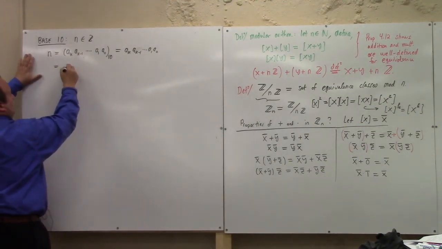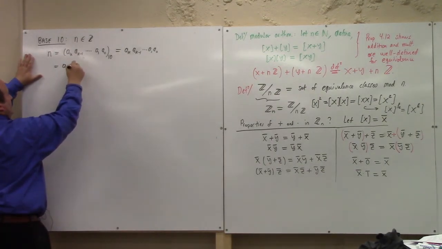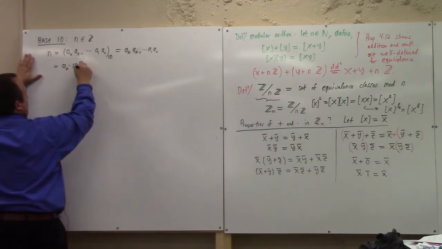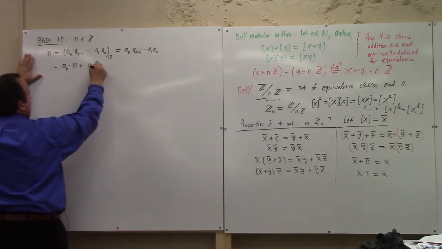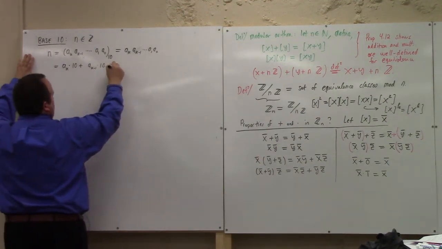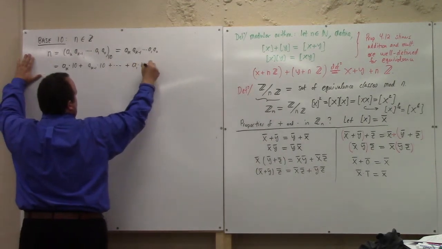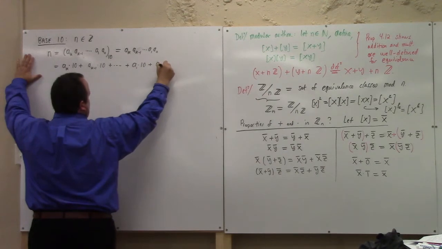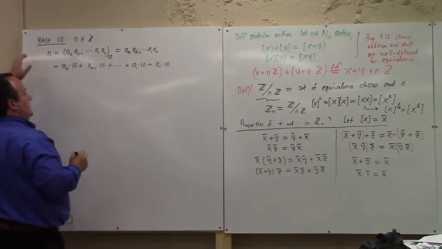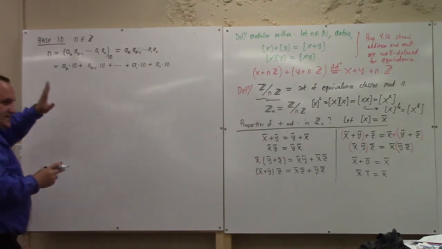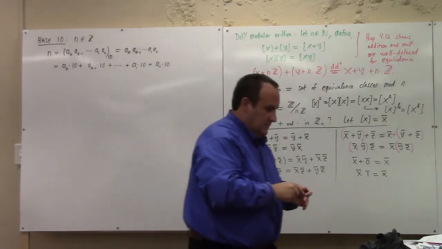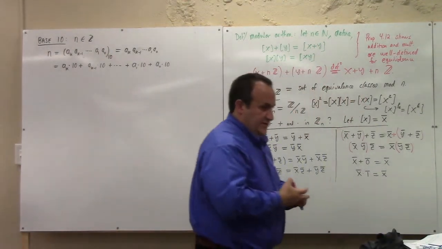That actually means a_k times 10 to the what, plus a_{k-1} times 10 to the what, plus and so on, plus a_1 times 10 to the what, plus a_0 times 10 to the what? Let me be less abstract here for a second so that you're on board with me.